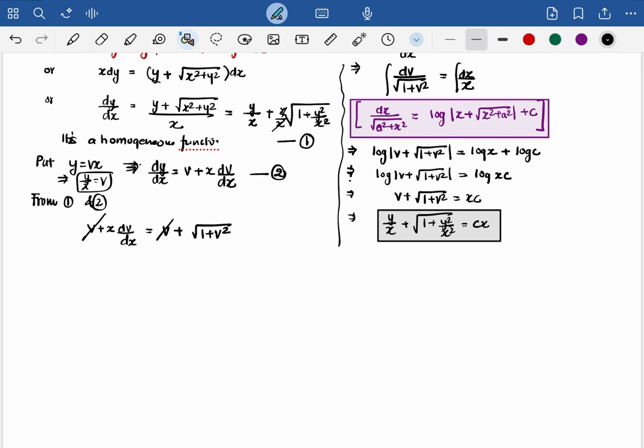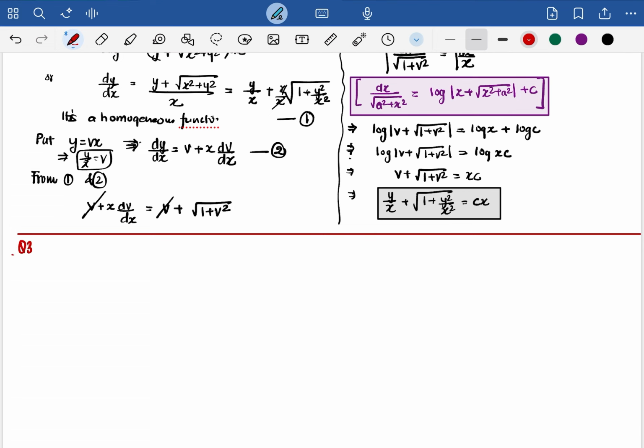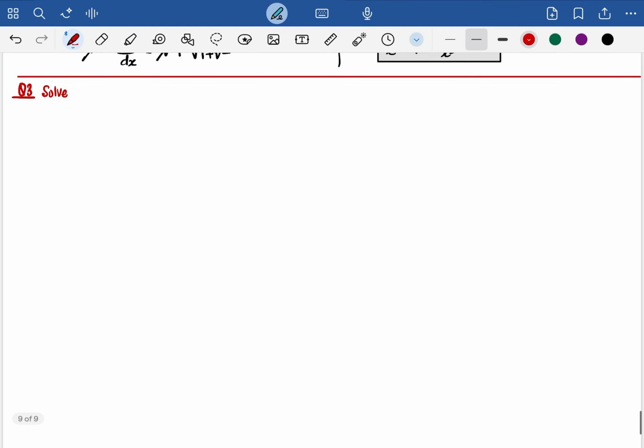Now let's talk about the third question. So what's the question number 3? Solve x tan of y by x minus y sec square y by x, and this is dx, plus x sec square y by x dy is equal to 0.